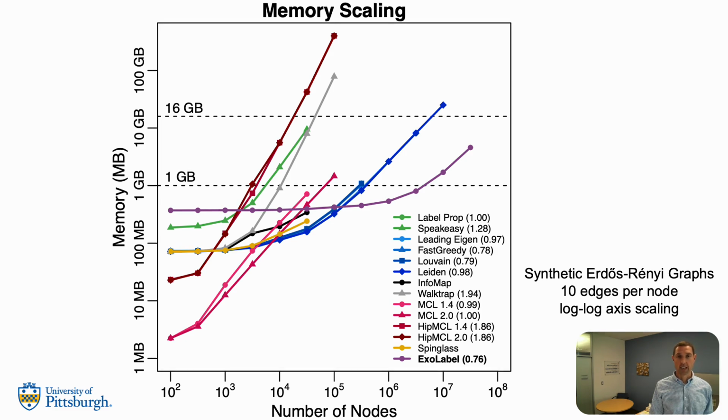More importantly, ExoLabel uses far less memory than existing algorithms at the same network size. And you can see that even for a very large network, which has 31 million nodes and 310 million edges, it's only using about 4.5 gigabytes of RAM on a single thread. And that's approximately 15 times better than the next best algorithm, which is Leiden.